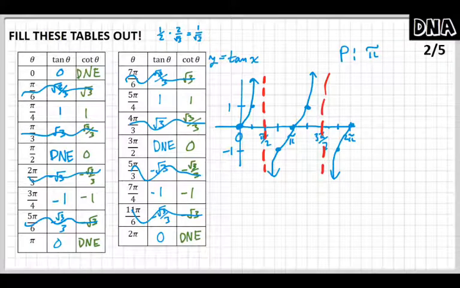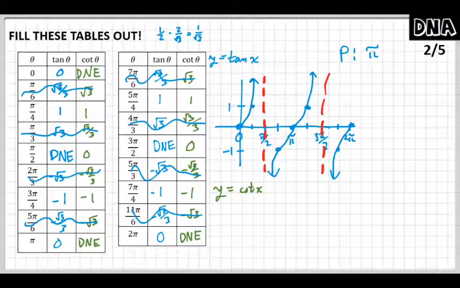But what does cotangent look like? Cotangent looks exactly like tangent, except the asymptotes are a little different, and the lines don't go up, they go down. You see, these ones go left to right, they go up. These ones are going to go down for cotangent. So that's the switch. And then look at the DNEs. Tangent doesn't exist at pi over 2, but cotangent doesn't exist at 0.